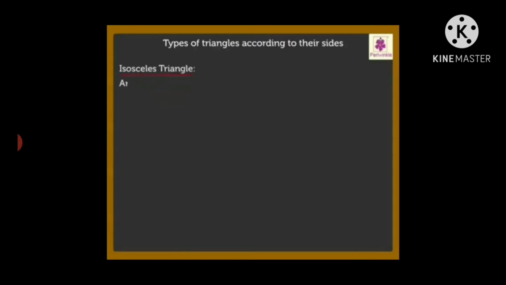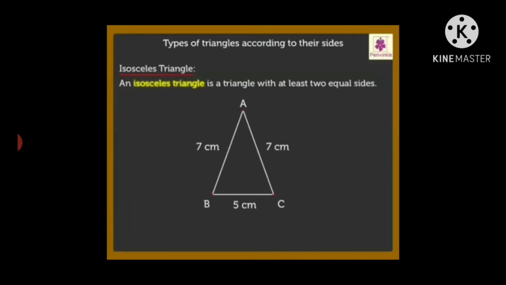Isosceles triangle. An isosceles triangle is a triangle with at least two equal sides. Look at the triangle ABC. The lengths of its two sides, AB and CA, are 7 centimeters each. Thus, we say triangle ABC is an isosceles triangle.